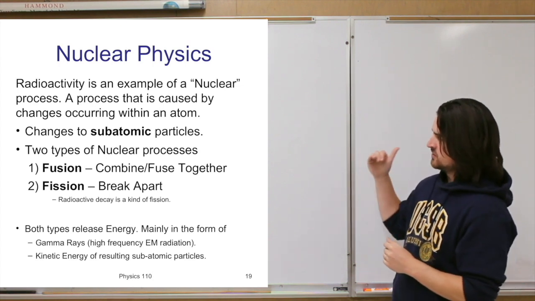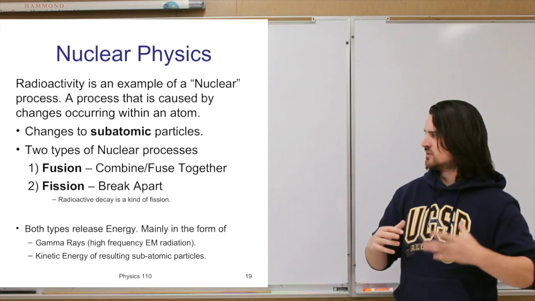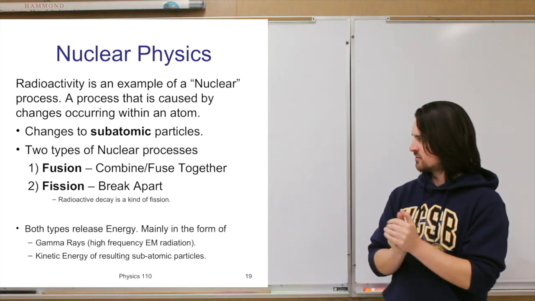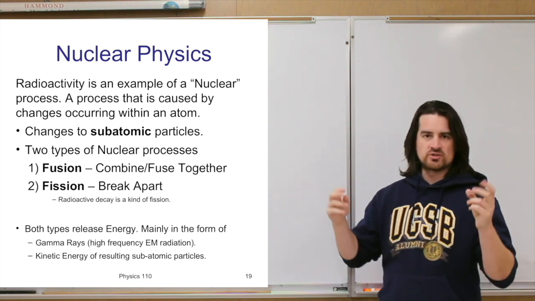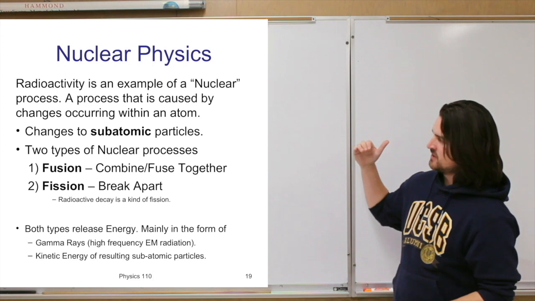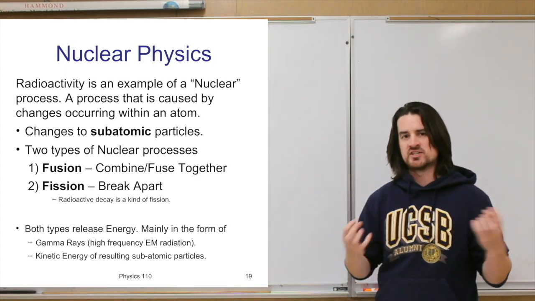One type is fusion, and fusion is essentially a combining of subatomic particles, or you could also think about it as fusing them together. The other main type is fission, and fission is a type of nuclear process that breaks things apart.